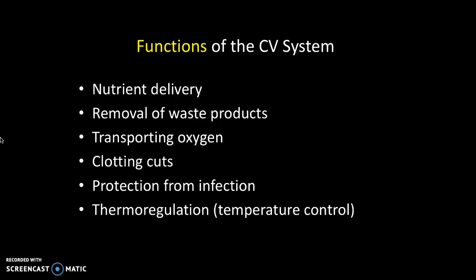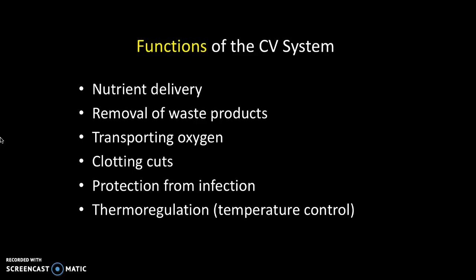Clotting cuts is also a function of the CV system, so when you have a cut and you're losing blood, platelets are supplied to the area, which forms a scab, and these scabs help reduce blood loss and help us maintain the necessary levels of blood we have in our body. Also, there are white blood cells in the blood, which help protect us from infection.